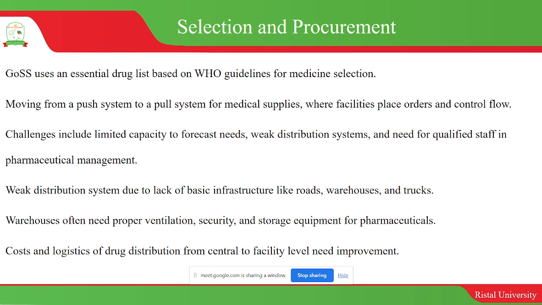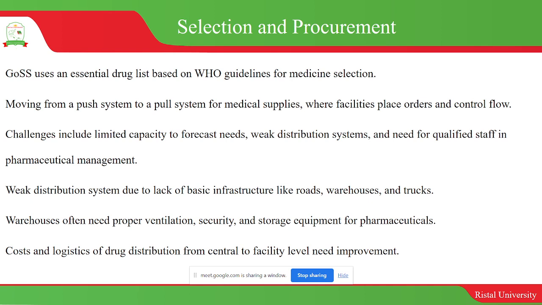The drugs that are bought should be those that meet the needs of the population. It is very important to move away from what we call the push system, where the ministry is the one that orders the drugs to be used by the different states. It's important that the information about what drugs should be bought comes from the lower levels. That's what you call the pull system. So the facilities should be there to place the orders and control the flow of those drugs that they have ordered.